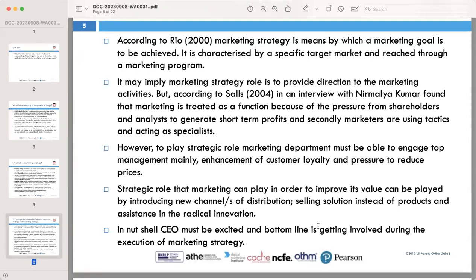So the CEO must be enthusiastic about the marketing strategies, and bottom line consideration must be taken into account during the execution. Any question, if anyone is there?